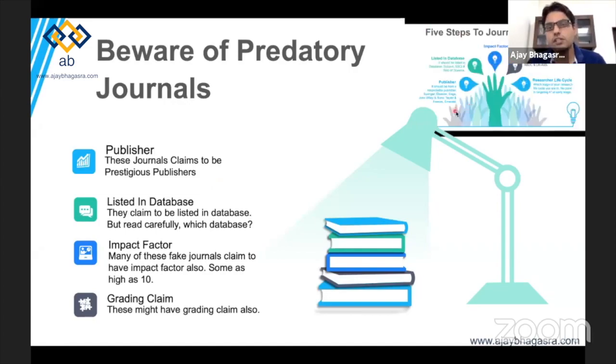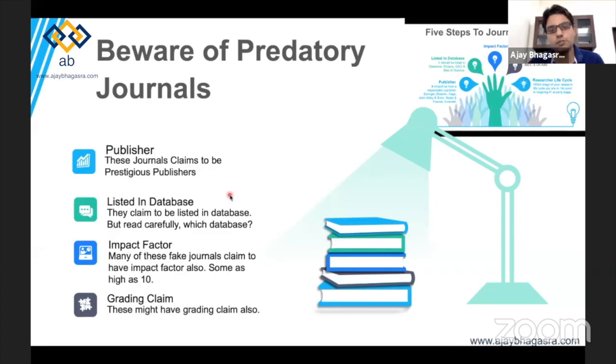I have discussed these 5 points: publisher, database listing, impact factor, grading, and researcher life cycle. All of these predatory journals can claim that yes, I am being published by a very prestigious publisher. I am listed in a database, so they will say JGate, they will say Google Scholar. I mean, come on. Google Scholar picks up any Tom, Dick, and Harry thing, right? Google Scholar is indexing my blog also. What do you do? So these are not prestigious. We are not talking of those things at least.